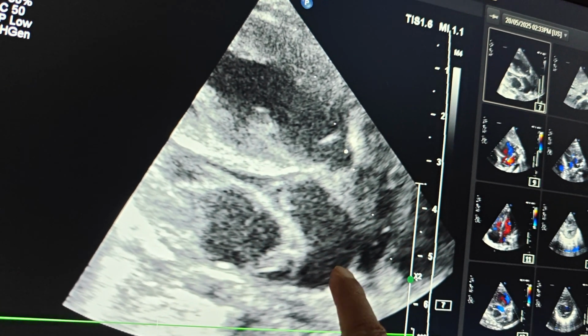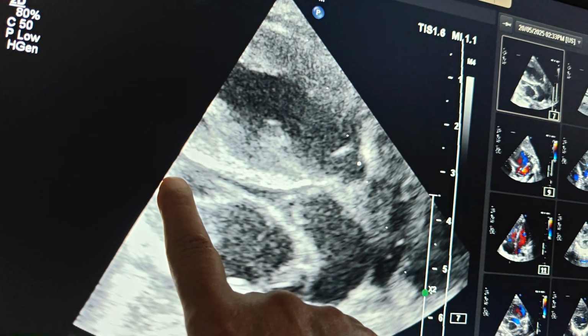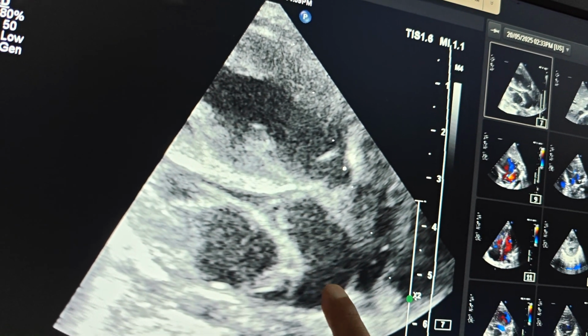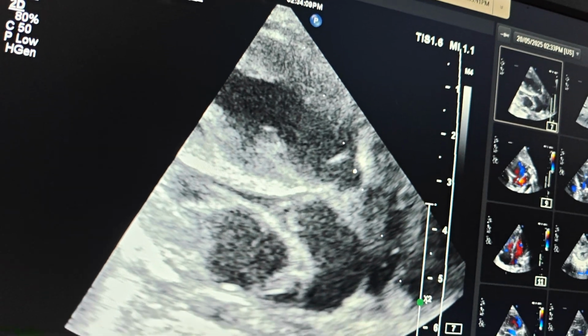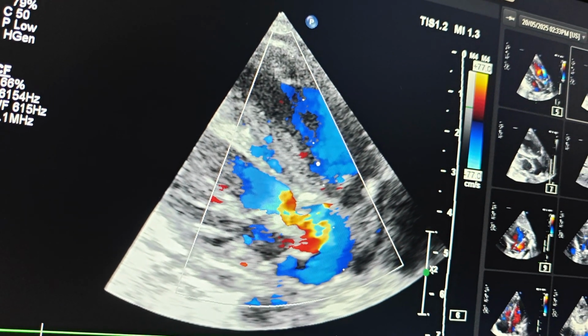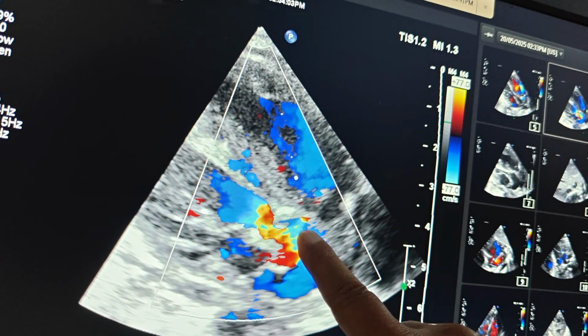This is the parasternal long axis view. This is the left atrium, left ventricle, and this is the pulmonary artery. This is the right ventricle. This is the aorta. You can see that this blue flow is in the pulmonary artery.